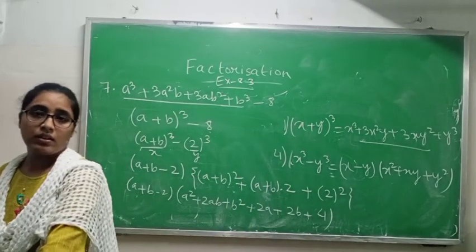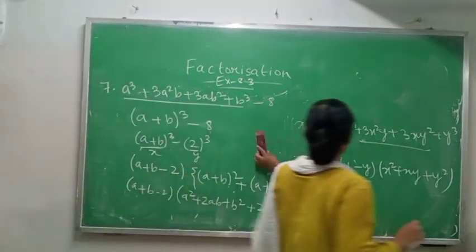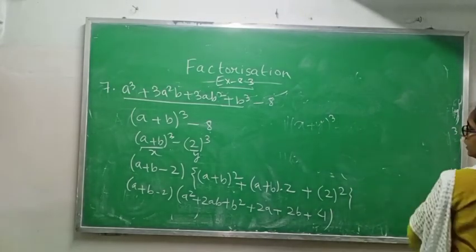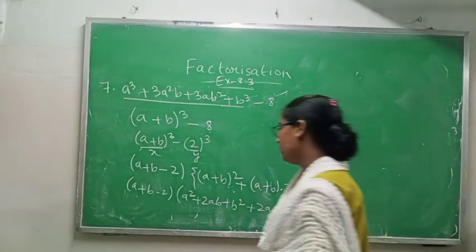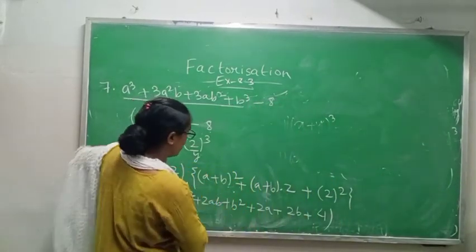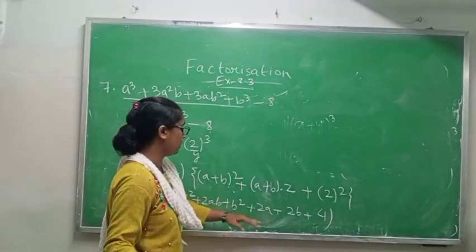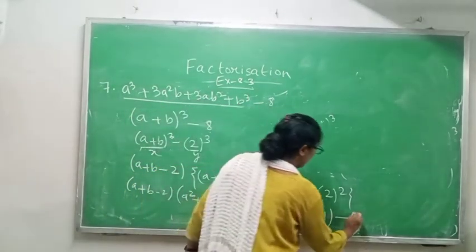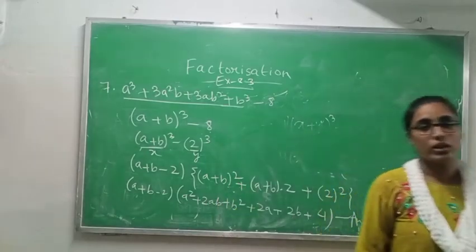Okay. After this, if it is possible to solve, you can solve, otherwise this one will be your answer. Now see, a square, then will be no term related to a square, 2ab, no term, b square, no term, 2ab plus 2, no. So this one is your answer only. Okay, copy this one.